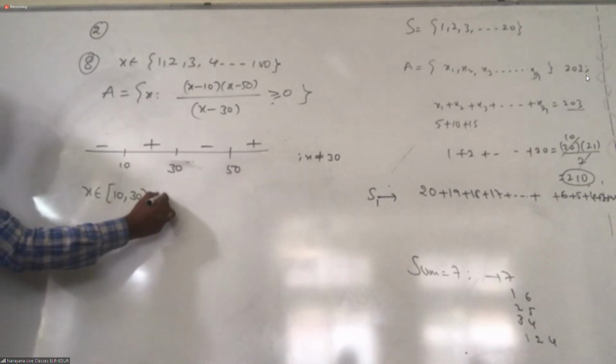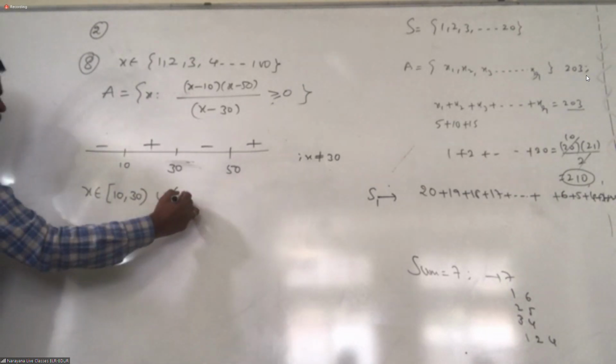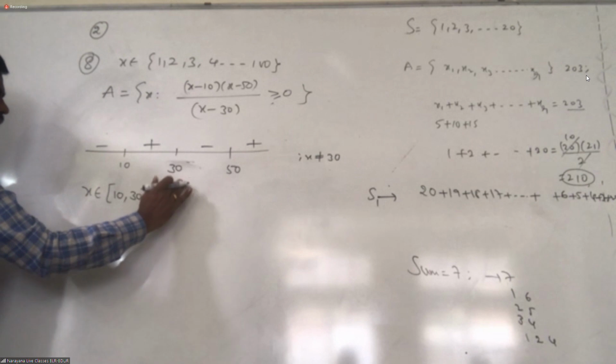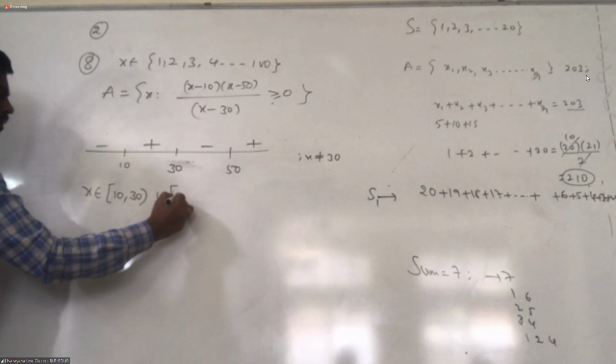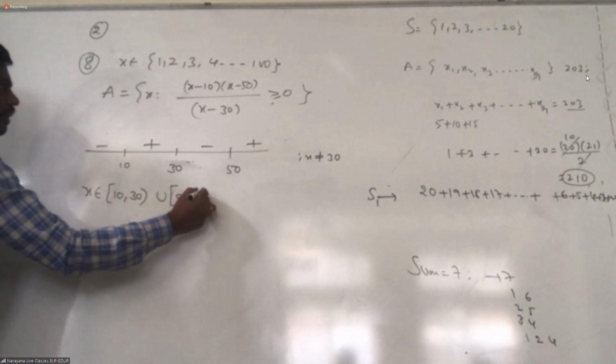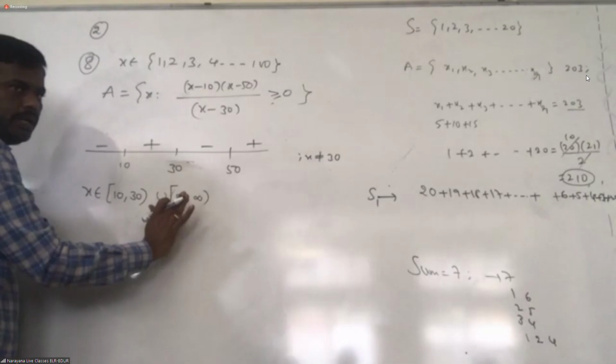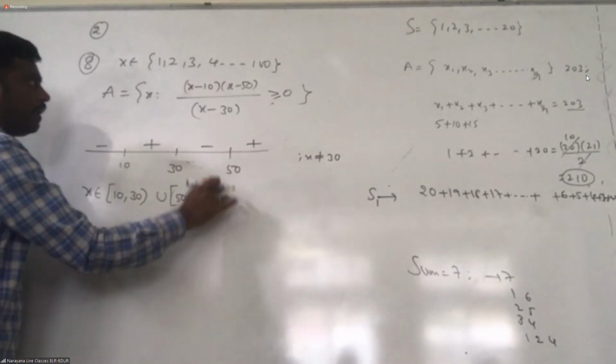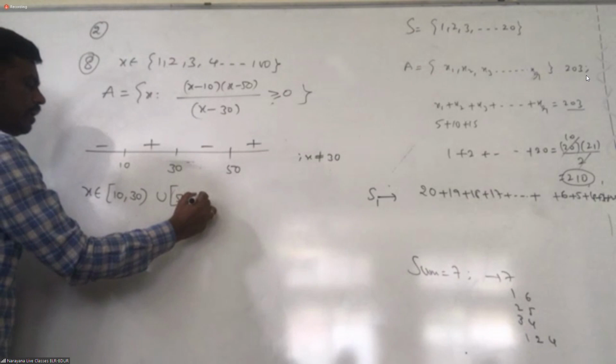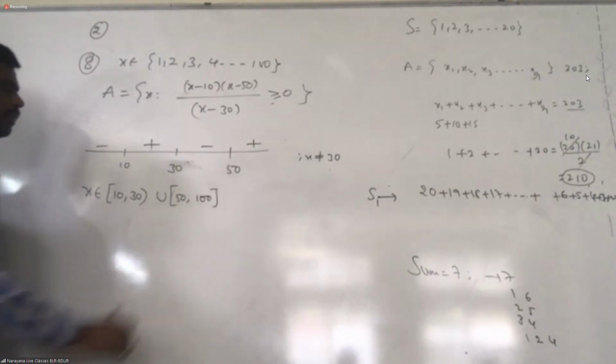Union 50 to, 50 is including, right? Yes, 50 included up to infinity. But we have a certain limit here. What is that limit? That's why I'm not taking infinity. I am taking, what is the limit now? 100. Understand, students, all of you?